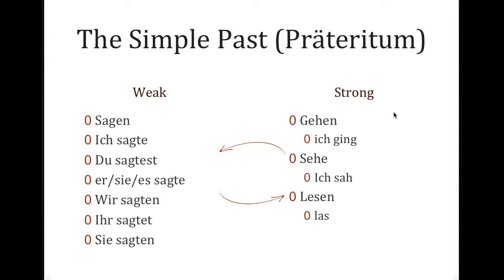Then you also have strong verbs, and you just have to memorize them if you're going to use them, because they change all different types of things. For example, gehen changes to ich ging, sehen changes to ich sah, and lesen changes to ich las. So that's the similarities and differences between weak and strong verbs, and that's the simple past.